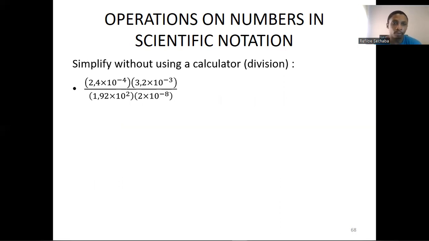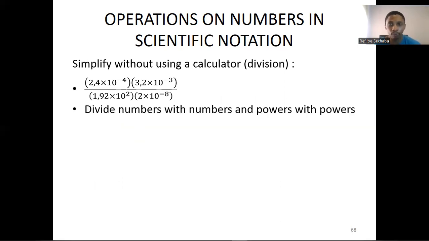Here, please remember, before you even try the division, you must first multiply the numerator separately and the denominator separately. And when you multiply, it's numbers with numbers, powers with powers, okay? That is before you try and divide. So I will multiply 2, 4 times 3, 2.